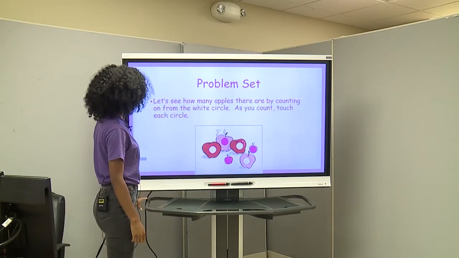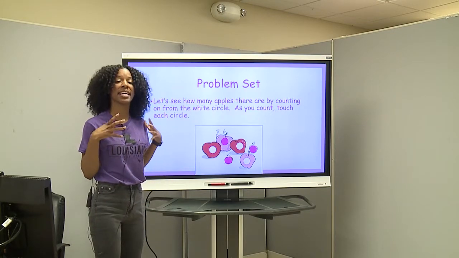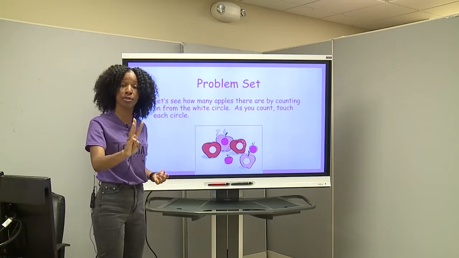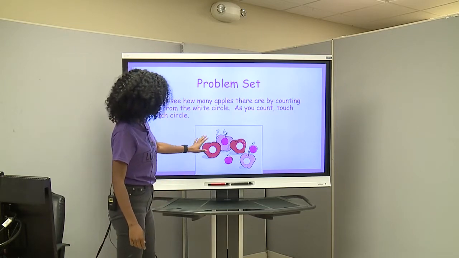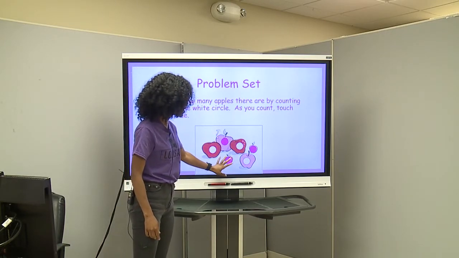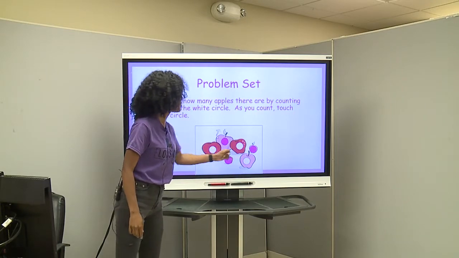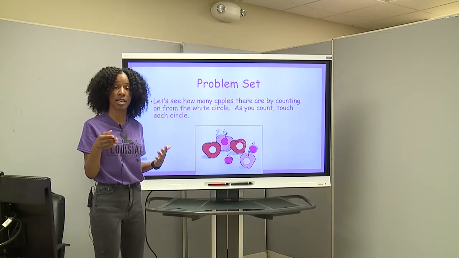Okay? All right. Now let's see how many we have all together by counting on. So we're going to count on starting with the 3 that has the leaves on them. So 1, 2, 3, there we go, our 3, 4, 5, and 6. So our number sentence would be 3 plus 3 equals 6.